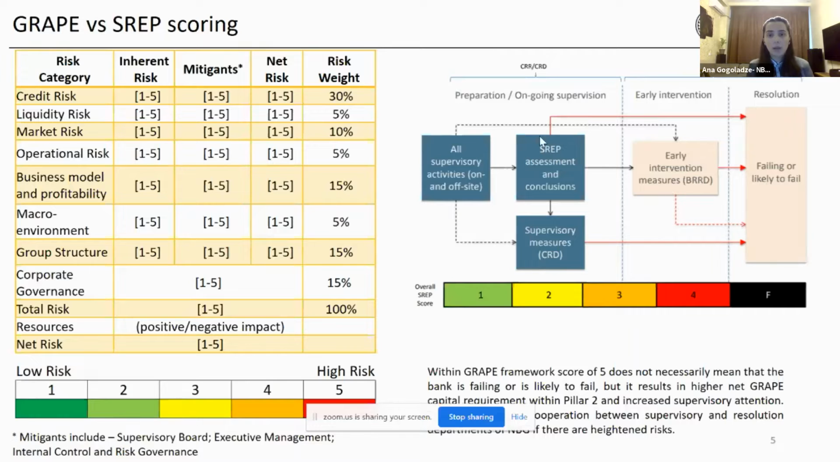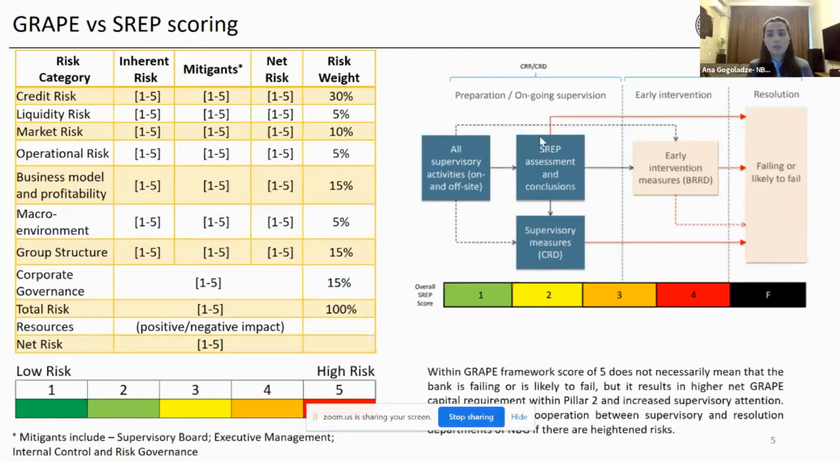I want to describe what the GRAPE process scoring is versus the SREP process. On the left-hand side of the slide, we can see that there are several categories of the GRAPE process risk categories. For each category, we have the relevant risk weight, and we also have some inherent risk and mitigant. For all the categories, the first step is to assess the inherent risk and also the relevant mitigant. And only after this, we have the net risk for each risk category.